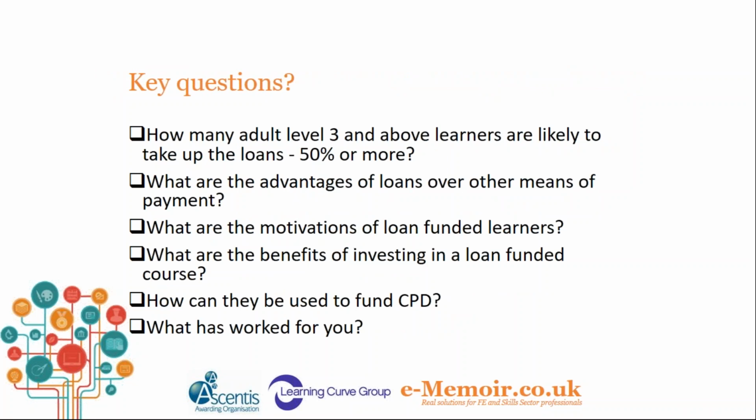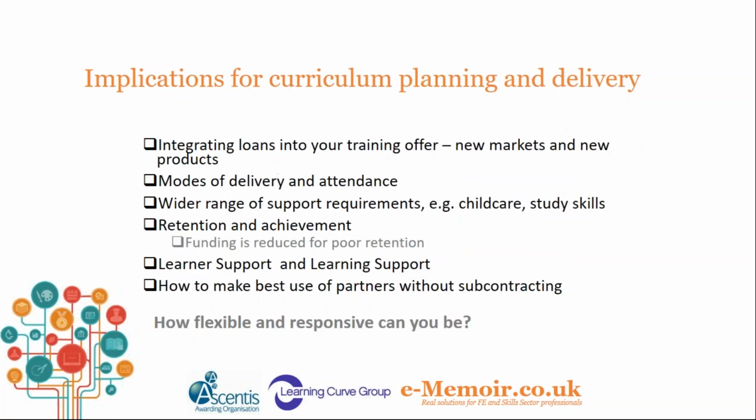Okay. So those are the sort of key questions that I think we need to pose. Now, what are the implications for curriculum planning and delivery? I think the most important thing is to make sure that you've identified who might be activated by a loan in terms of potential new markets, but at the same time also what might be new products that you might offer to that market, say a level 3 certificate delivered in a different way, delivered by blended learning, whatever.